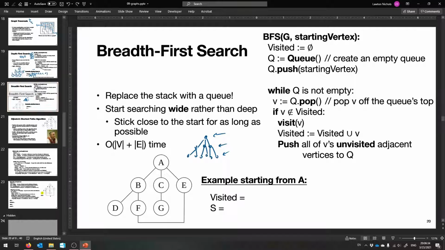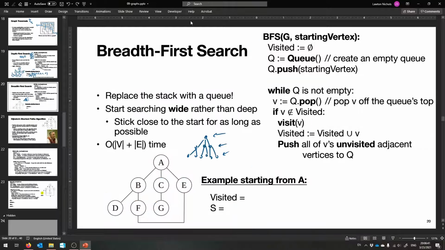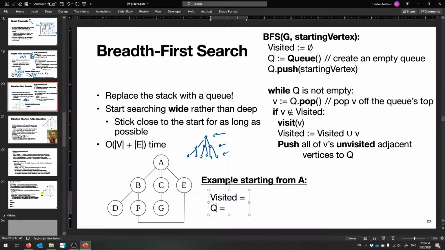And now also I have improved this line. We're not going to push all of these adjacent vertices because sometimes we push ones that we've already visited. We're going to push all of the unvisited adjacent vertices to this time a queue, which is called queue, right? Okay, so, oops. This is now queue.